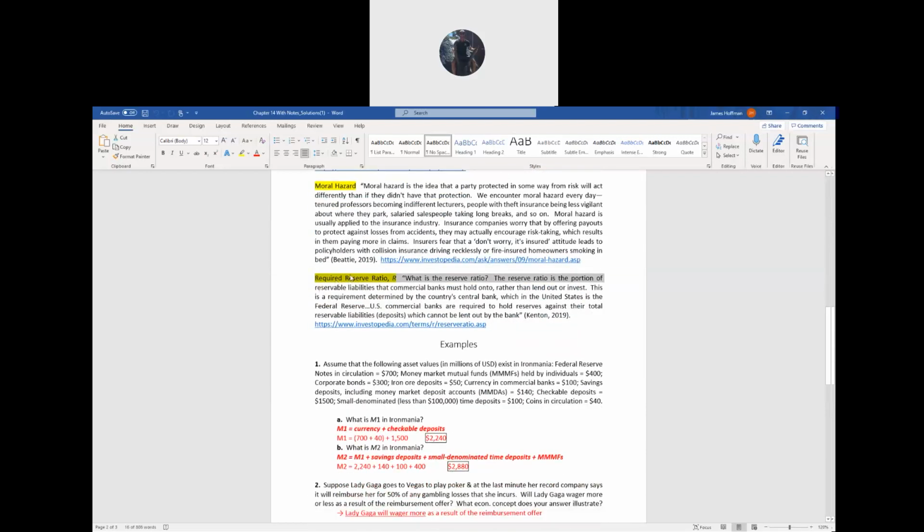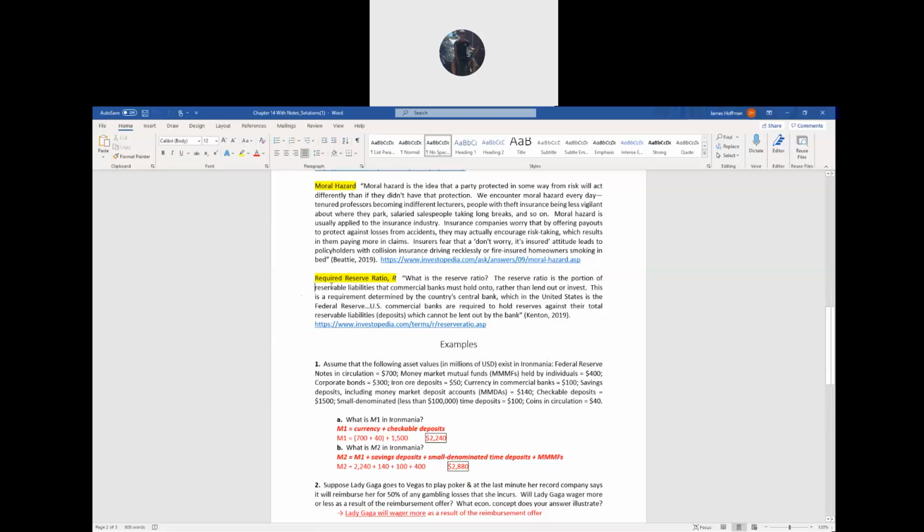So the reserve ratio is essentially the portion of reserve liabilities that commercial banks must hold on to rather than lend out. If banks had no rules, they'd lend out all their money because that means higher profits and more interest payments. But they can't do that. They can only lend out what is in excess of the reserve ratio. Like if a bank had $1 million and the reserve requirement was 1%, then they can only lend out $990,000. So they can only lend out in excess of what they're required to keep on reserve.